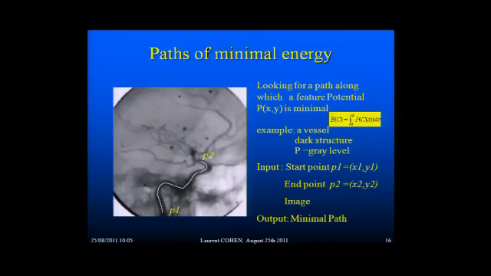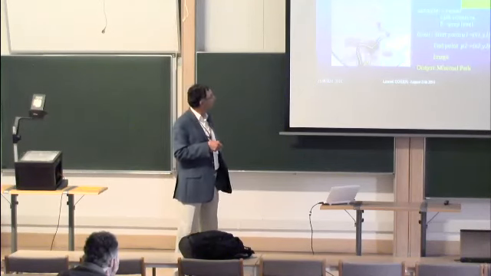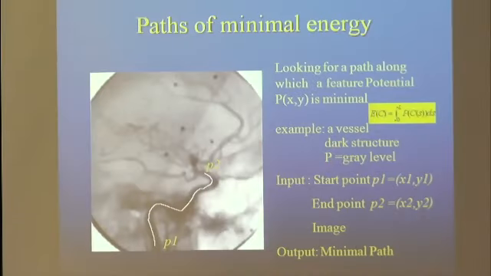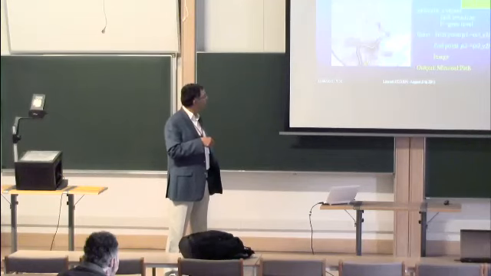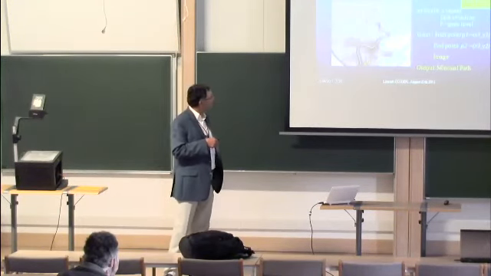For example, here you're looking for vessels. The vessels are darker in the image, so it's natural to consider the potential P to minimize as being the gray level, or an increasing function of the gray level, which means that when the curve minimizes this integral, it looks for a location where the gray level is as small as possible, which means it will locate on dark structures, which are vessels.